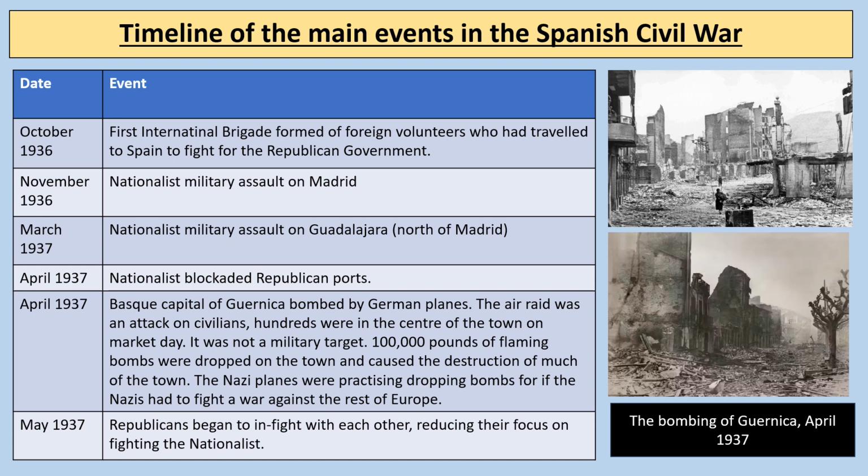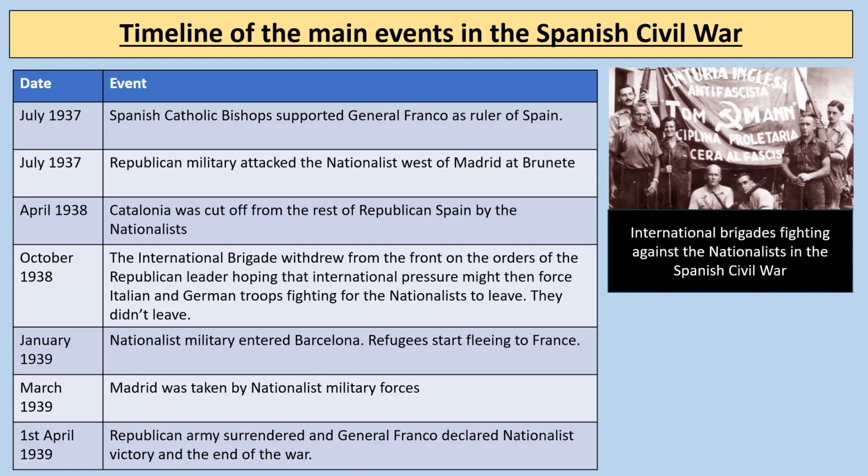By May 1937, Republicans began to infight with each other, reducing their focus on fighting the nationalists. In July 1937, Spanish Catholic bishops supported General Franco as ruler of Spain. The Republican military attacked the nationalists west of Madrid at Brunete. In April 1938, Catalonia was cut off from the rest of Republican Spain by the nationalists. And in October 1938, the International Brigade, and we can see an image there of International Brigades fighting against the nationalists in the Spanish Civil War.